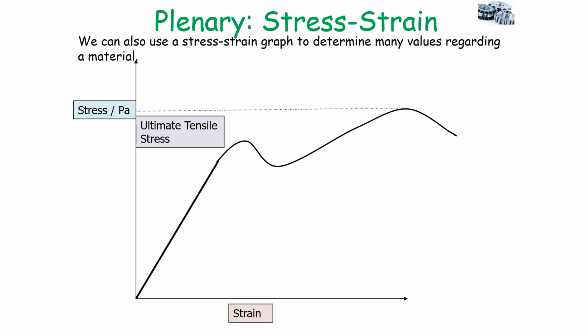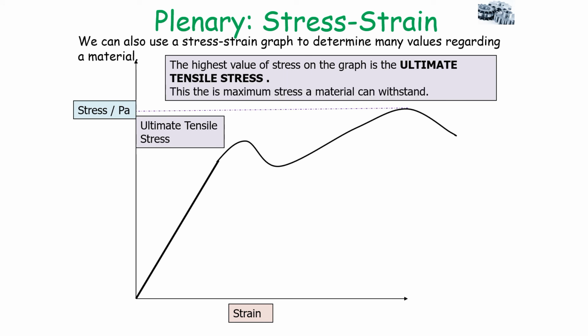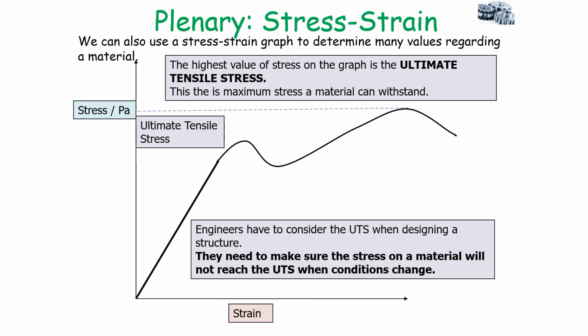The first such property is the ultimate tensile stress, which is the highest value of stress on the graph, which shows the maximum stress a material can withstand. Now it's important to note that we sometimes refer to this as the strength of the material. Now engineers have to consider the UTS when designing a structure. They need to make sure the stress on the material will not reach the UTS when conditions change.